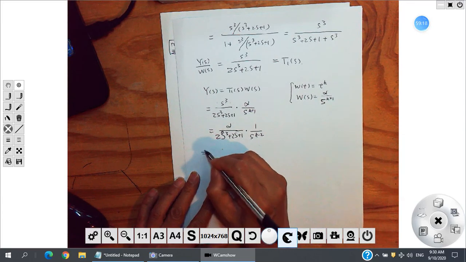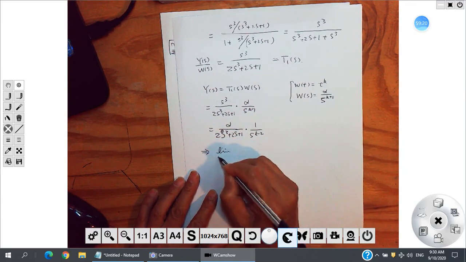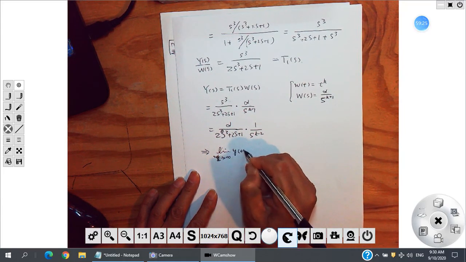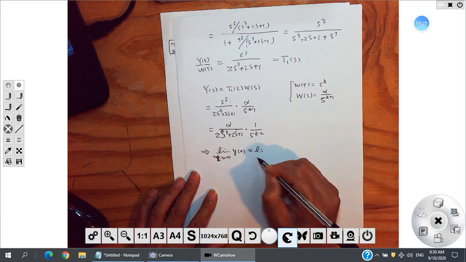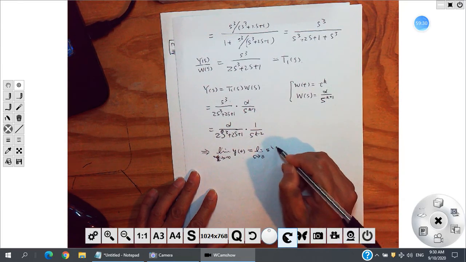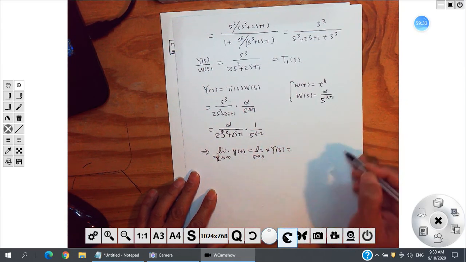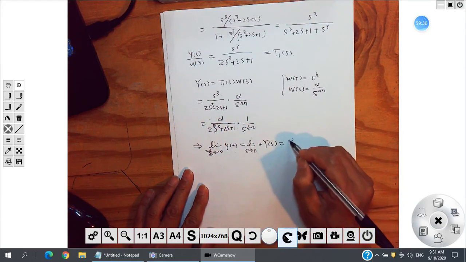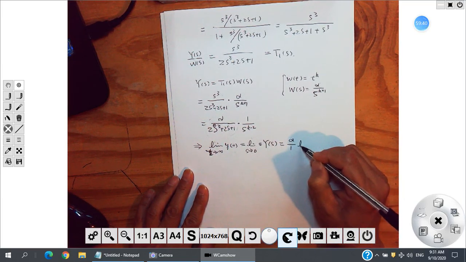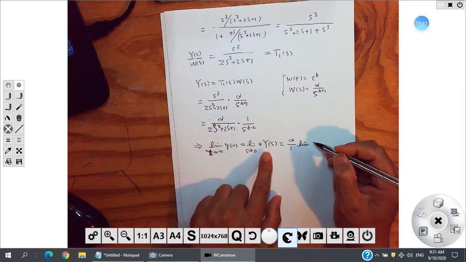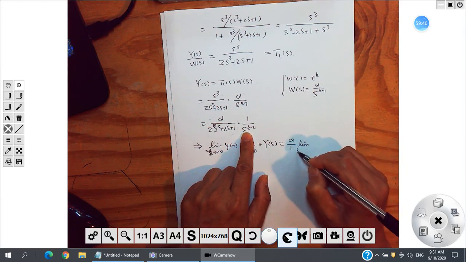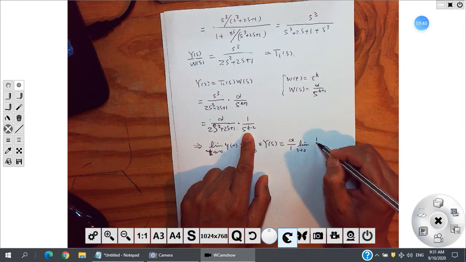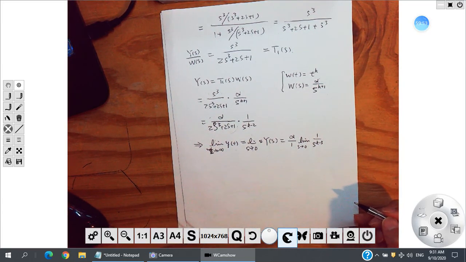Then the limit of y of t as t goes to infinity will be the limit as s goes to 0 of s times Y of s. So you look at here: s tends to 0, then this part will be just R over 1, right? And the limit of s times this, as s tends to 0, you cancel one more. So here's k minus 3, right? You get this one. And what is this value?